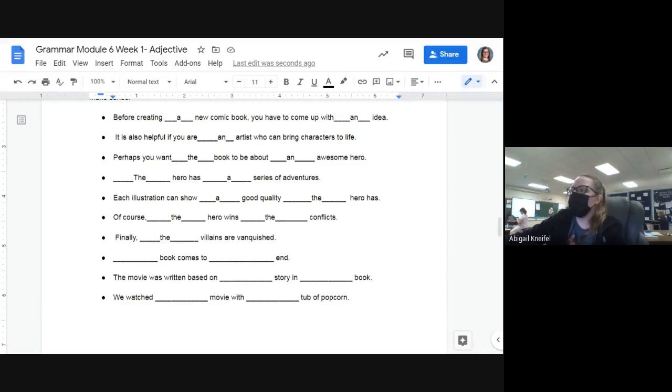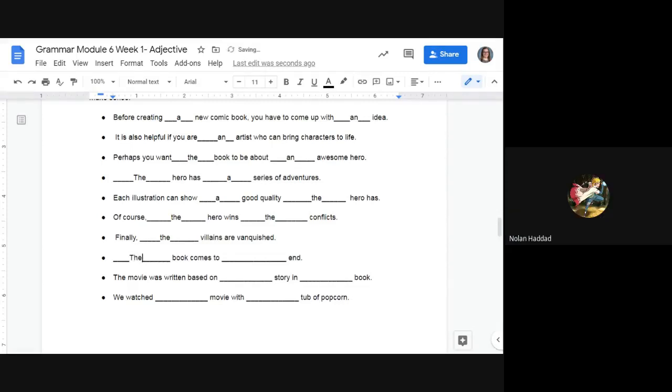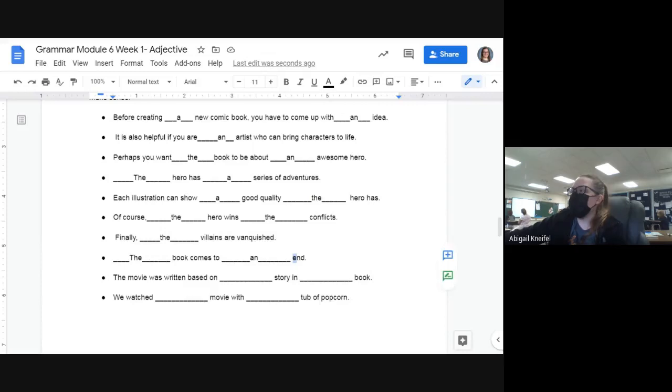Blank book comes to blank end. Nolan, what do you think? The book comes to a end. It's an, N, A, N. But yeah, the book comes to an end. Because remember, this is an E, which makes it a vowel. So the book comes to an end.